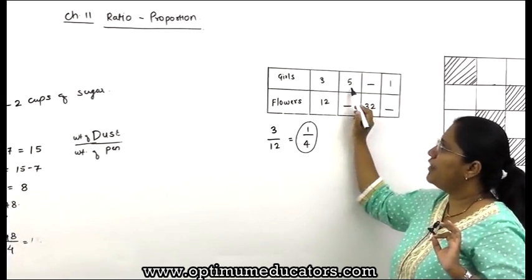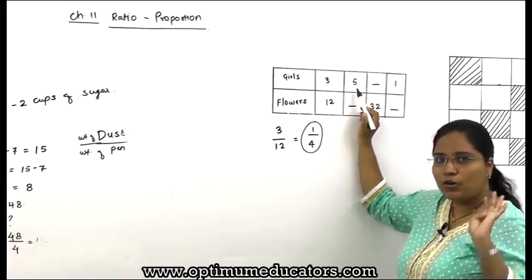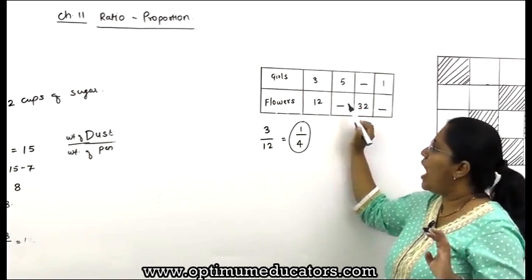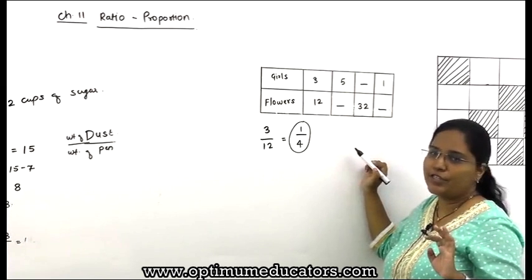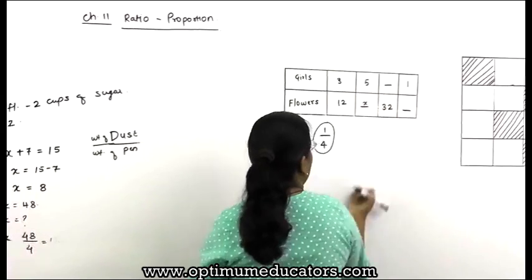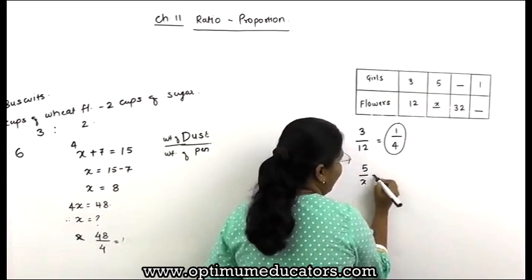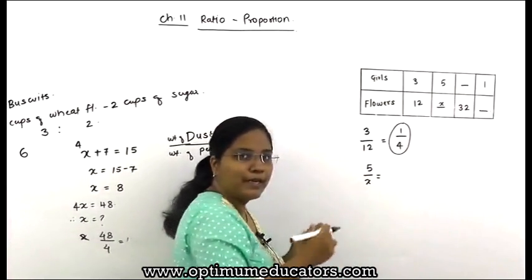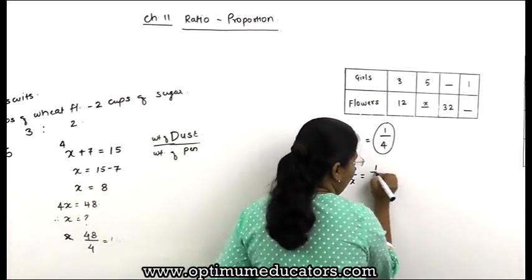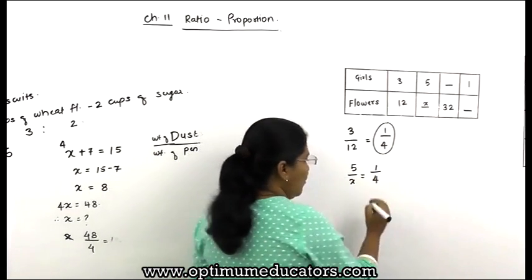Now if there are 5 girls and every girl should get 4 flowers each, how many flowers will I have to arrange? Isn't it simple? Suppose the number of flowers is x. So 5/x, and what did I say? We have to maintain this ratio 1/4.